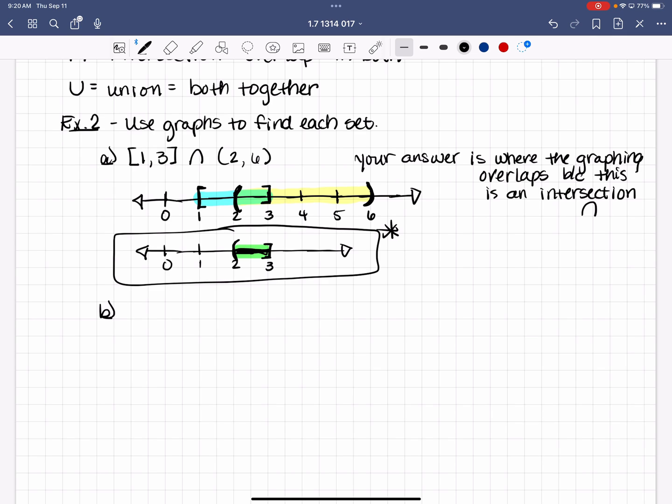B says, I wrote the exact same thing down. Oh, no, I didn't. Why did I write the same thing down? 1, 3 united with 2, 6. Okay, notice, I even tricked myself. This time it's a union. Okay? So we have a union. And union means both together. Both.